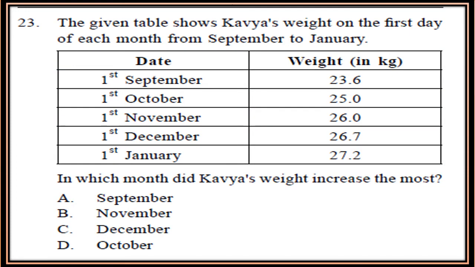Question number 23. The given table shows Kavya's weight on the first day of each month from September to January. So see the table. On 1st September his weight was 23.6 kg. On 1st October it was 25. On 1st November it is 26. 1st December 26.7 and 1st January 27.2.